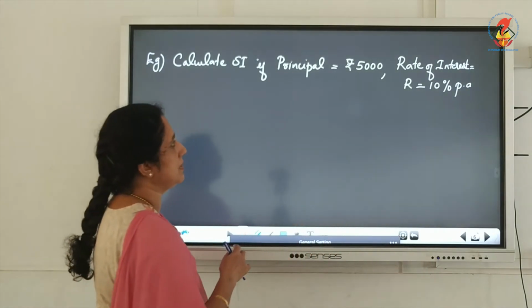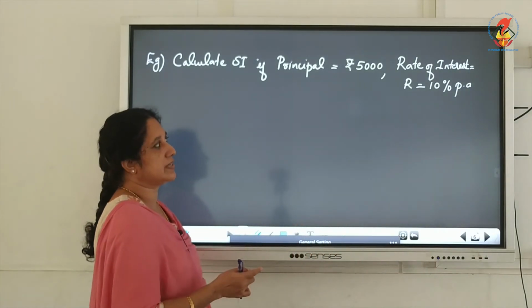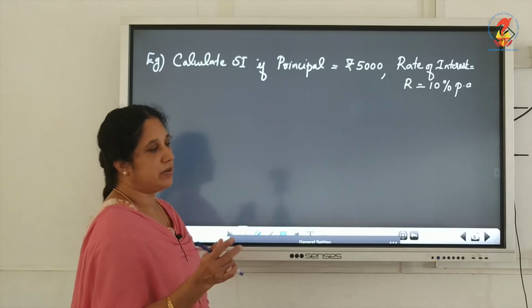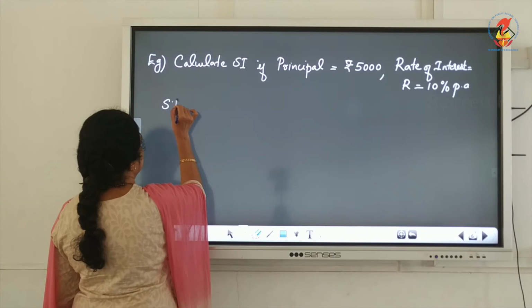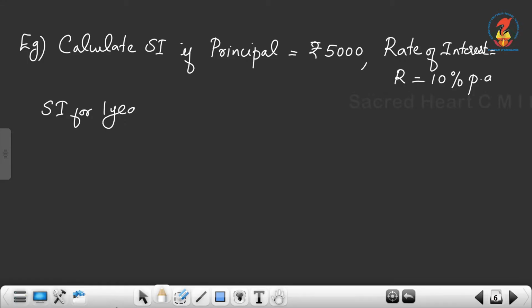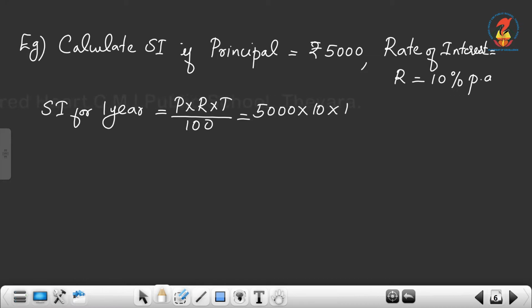Now suppose one question, simple interest, principal is 5,000, rate of interest is 10% per annum. Now if you calculate the simple interest for 1 year, what is the value of T? The formula is P into R into T divided by 100. P is 5,000 into rate 10 and T is 1, divided by 100. So 100 and 5,000 we can cancel, we will get 50. So the interest for 1 year is rupees 500.